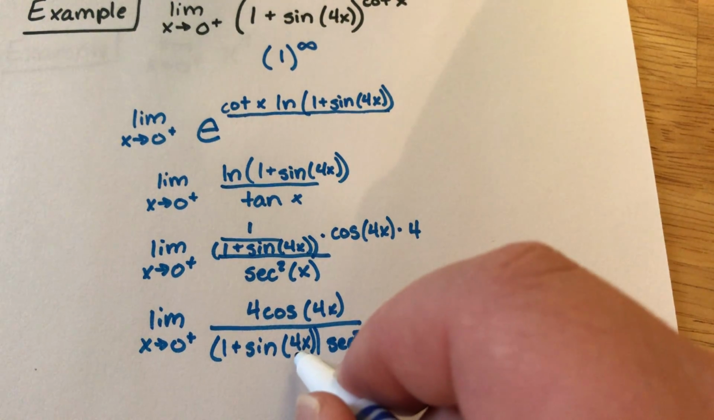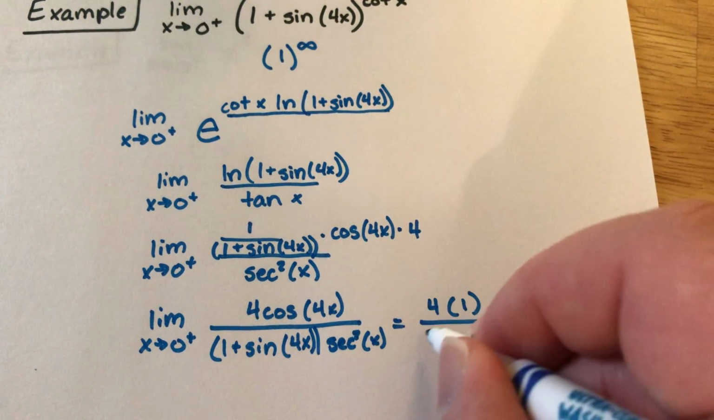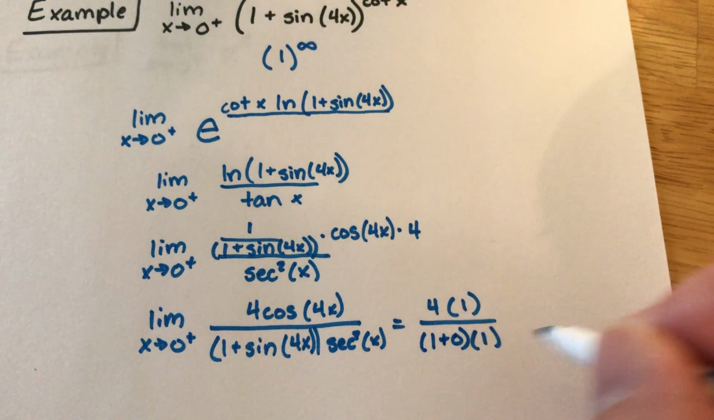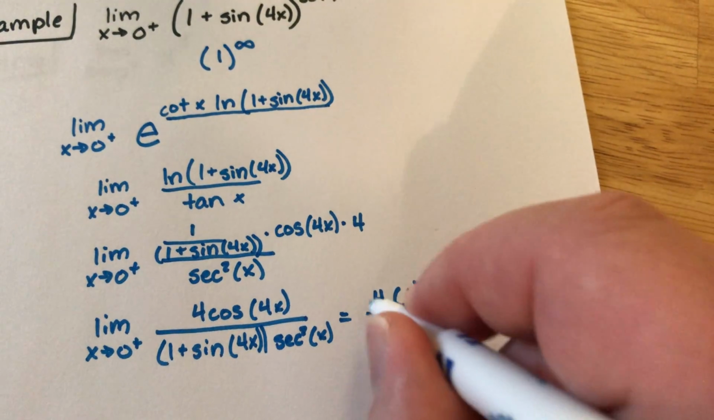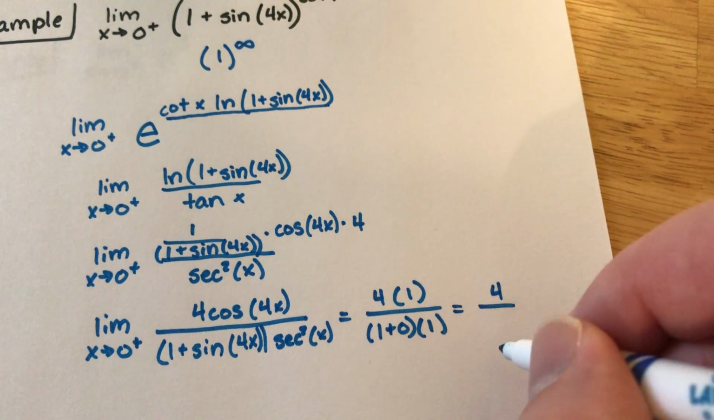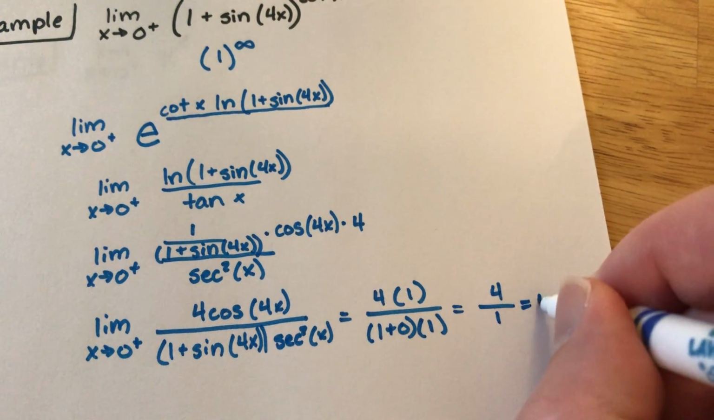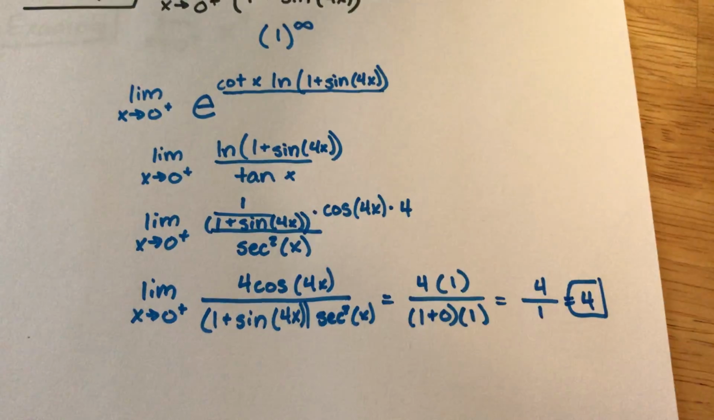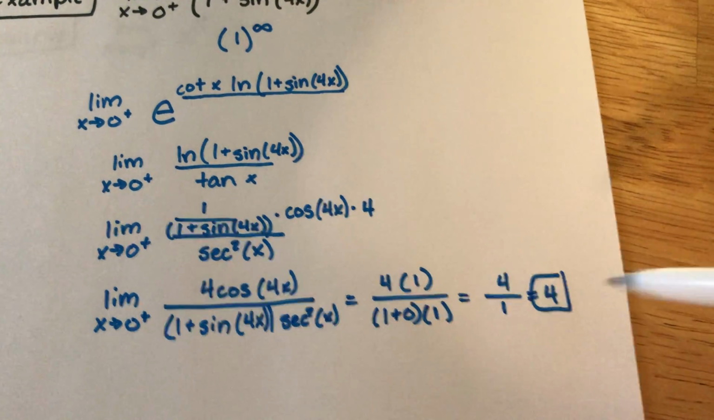Sine of 4x is going to turn into 0. So that's going to be 1 plus 0 times 1. So if I multiply this stuff together, we have 4 times 1, which is 4. And 1 plus 0 is 1, times 1 gives me 1. So that's 4. Now, I'll mention to you a lot of people on this problem get stuck here.